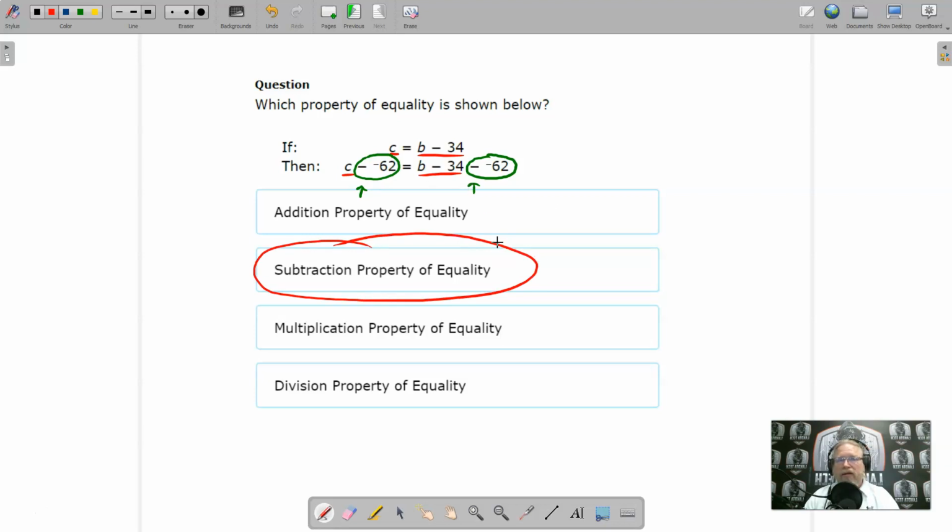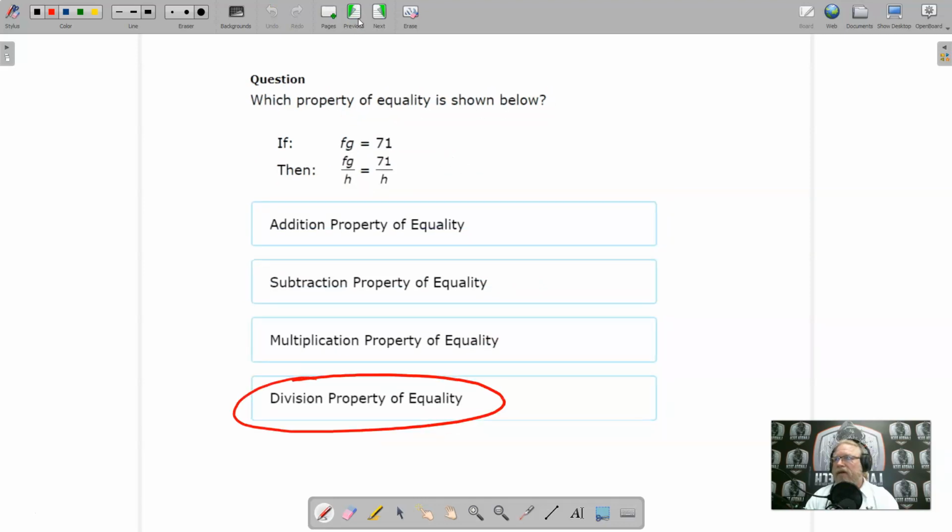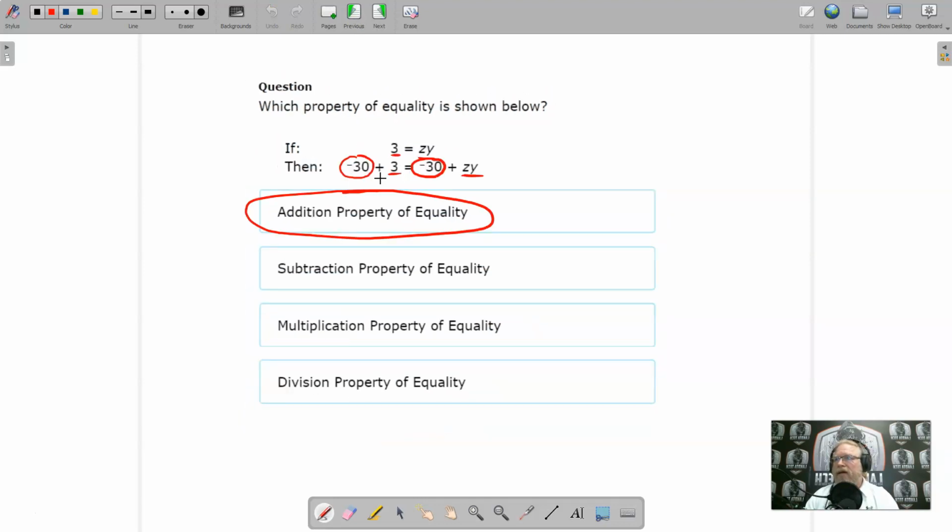That's why I chose this particular question to include, to make sure that you understood. If you see the subtraction sign, then it is indeed the subtraction property of equality instead of the addition property of equality. If we look back at that one that was negative 30, notice that the negative sign is raised up in the position of a negative to show this is negative 30. And so we're adding it on. That's why it was the addition property of equality.